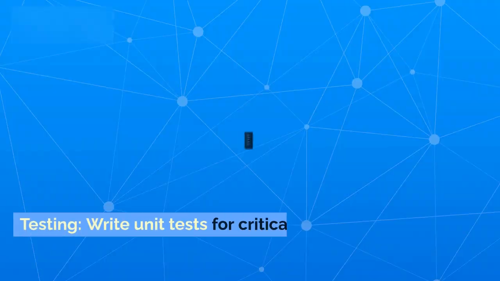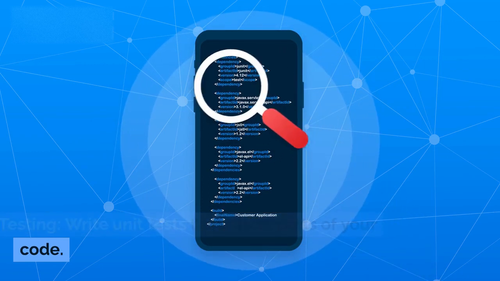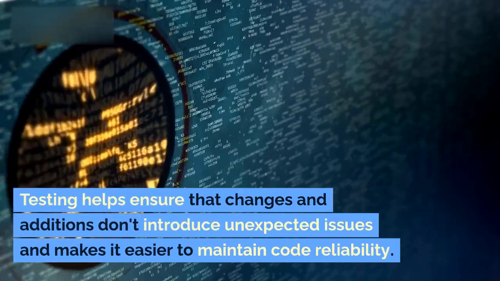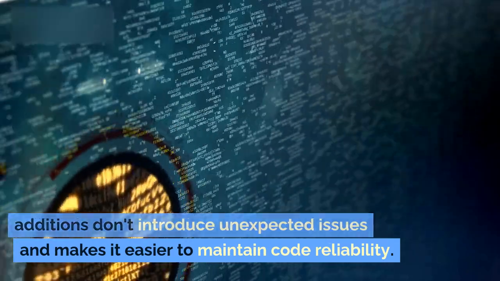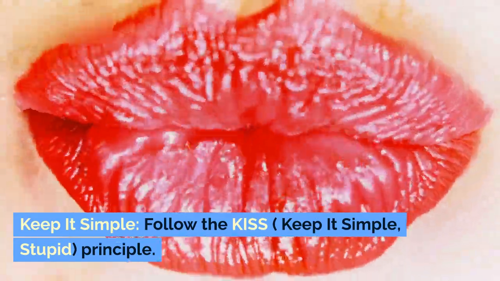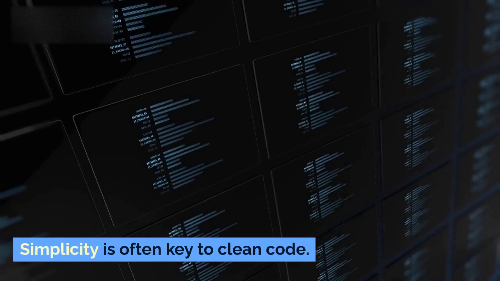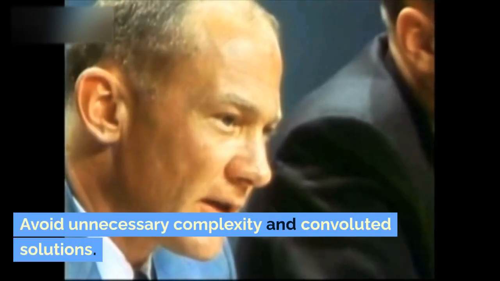codebase clean. Testing. Write unit tests for critical parts of your code. Testing helps ensure that changes and additions don't introduce unexpected issues and makes it easier to maintain code reliability. Keep it simple. Follow the KISS, keep it simple, stupid, principle. Simplicity is often key to clean code. Avoid unnecessary complexity and convoluted solutions.